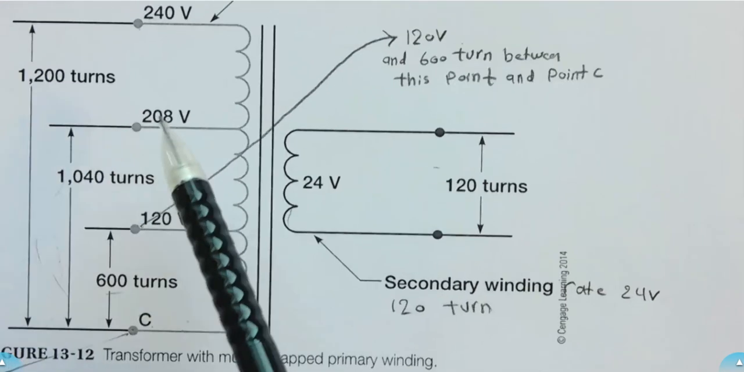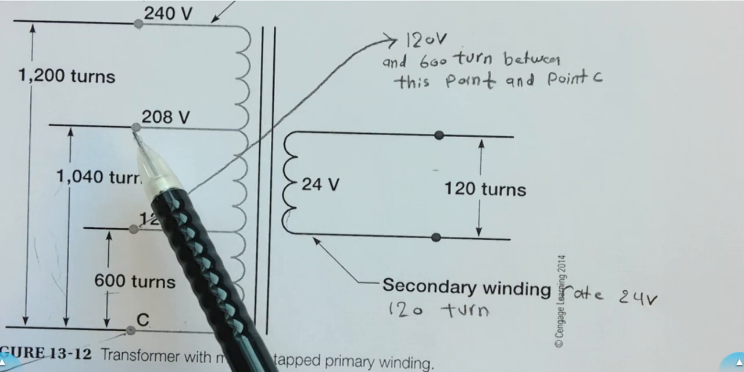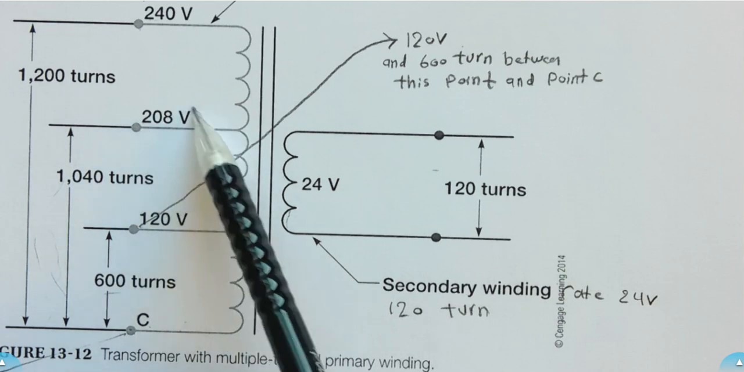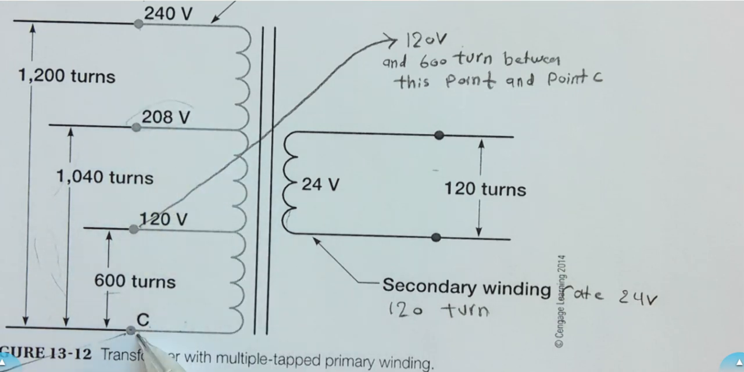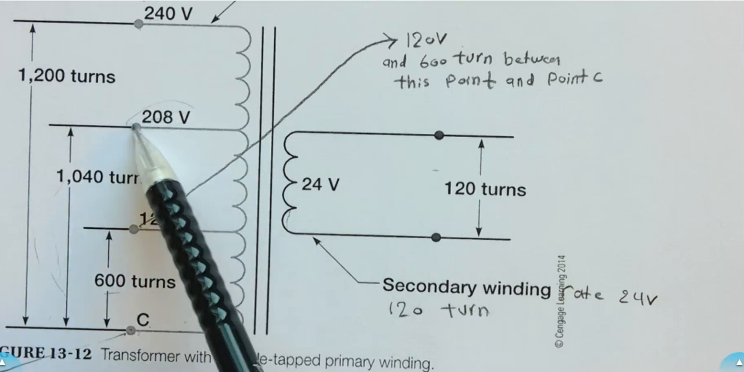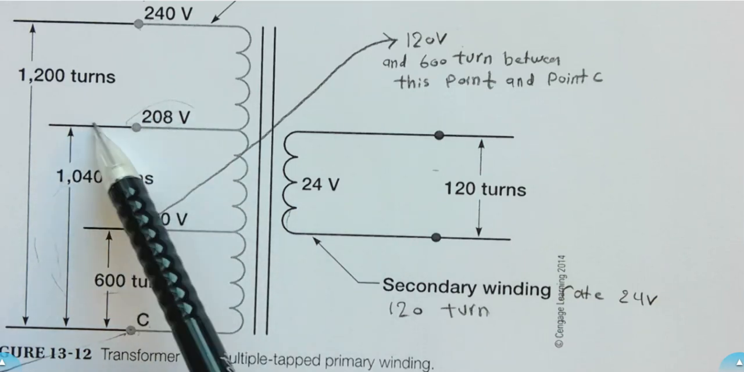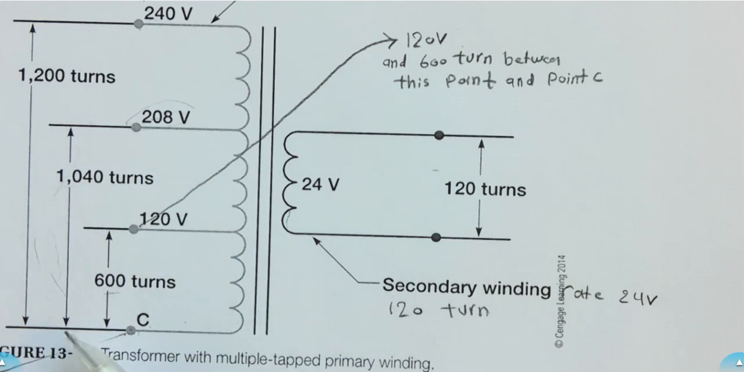For example, you can see this one is 208 volts, the voltage from this point to this point. And the number of turns from this point to point C is 1040 turns.